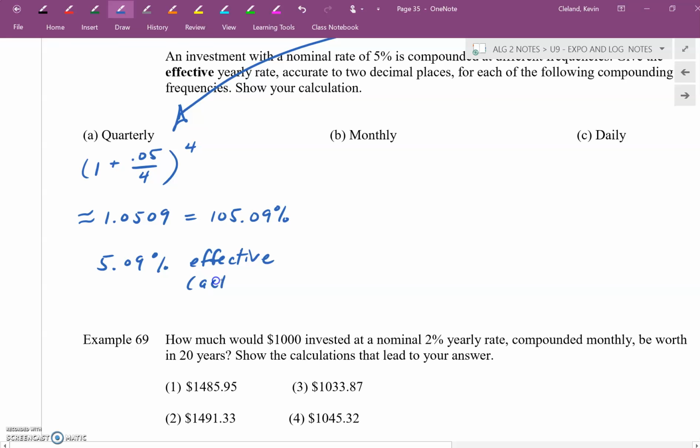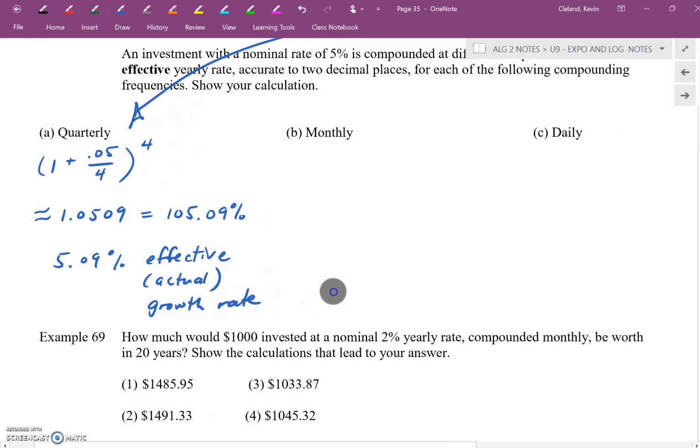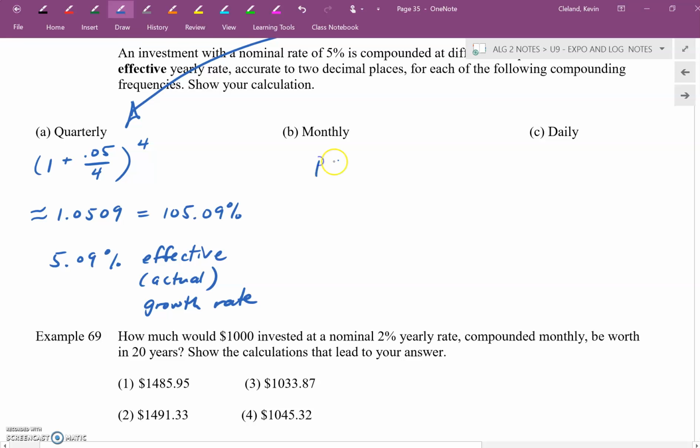and I like to put the word actual the first time, actual growth rate or annual growth rate. And then monthly here, same idea, but 12 months in a year. And this one comes out to approximately a 5.11% effective yearly rate.